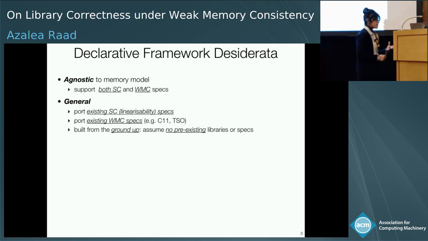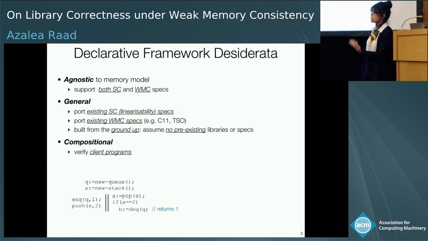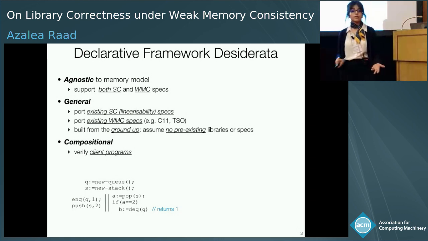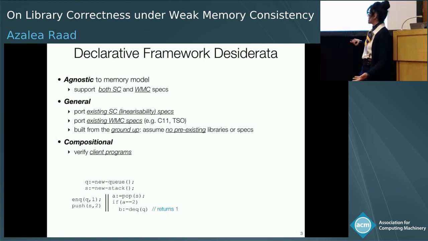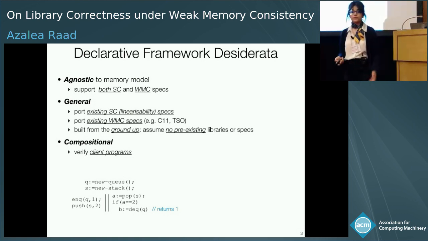More importantly, we want this framework to be built from the ground up, in the sense that we don't want to assume any pre-existing libraries or specifications. And finally, we want to support compositionality. By that, I mean compositional client verification, where, for instance, I have a program like this that is calling the operations of the queue library and the stack library, and I want to say, at the end, that this operation always returns one.